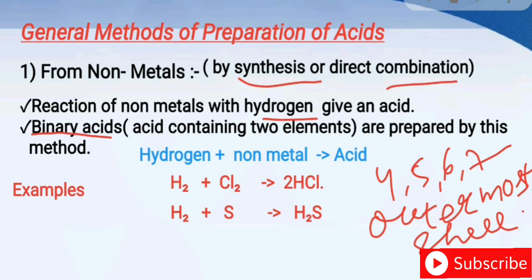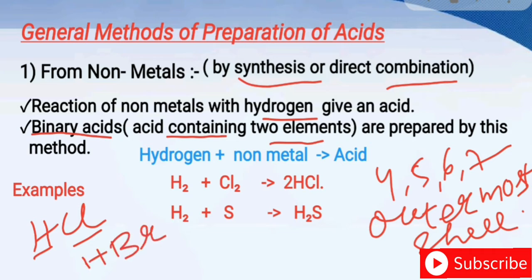Binary acids means acids containing two elements. They are prepared by this method. For example, HCl is a binary acid. It consists of two elements, hydrogen and chlorine. HBr is a binary acid. It consists of hydrogen and bromine. So, when hydrogen reacts with chlorine, it produces hydrochloric acid. When hydrogen reacts with sulfur, it produces hydrogen sulfide acid.